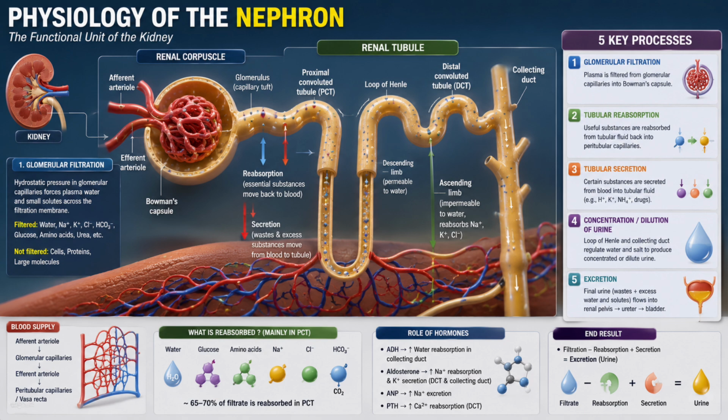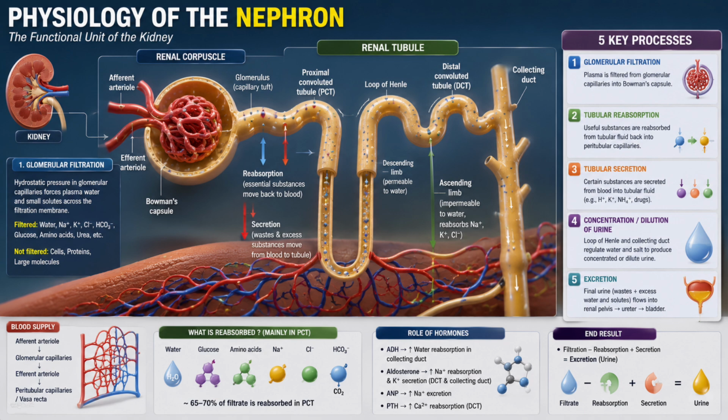Next, the filtrate passes through the loop of Henle. The descending limb is highly permeable to water but relatively impermeable to sodium chloride, allowing water to leave the tubule. In contrast, the ascending limb is impermeable to water and actively reabsorbs sodium, potassium, and chloride. So, this creates a medullary osmotic gradient essential for concentrating urine.